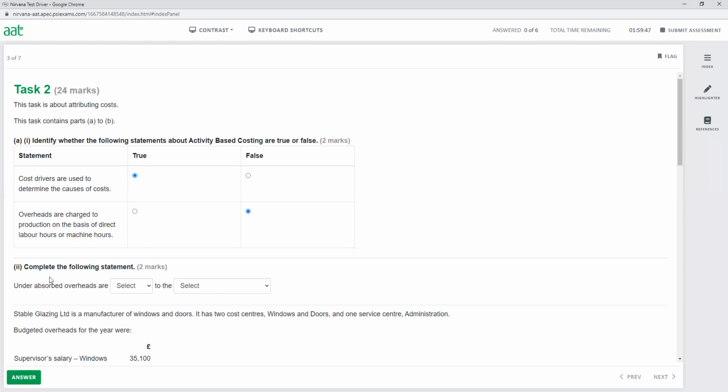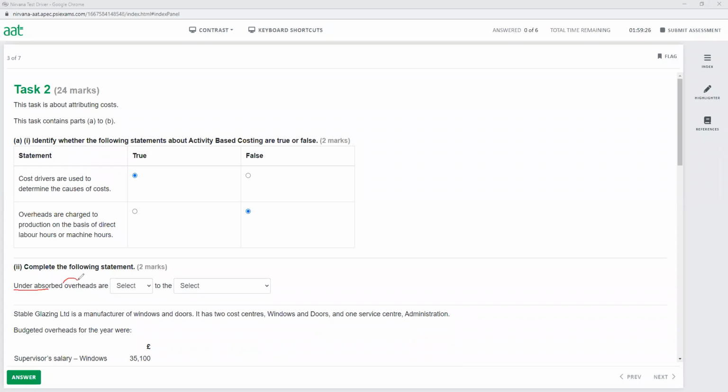The next one: complete the following statement. Under absorbed overheads are debited or credited to the profit and loss account or the bank account. Now let's try to understand what under absorbed or over absorbed is. This is all about the overhead.